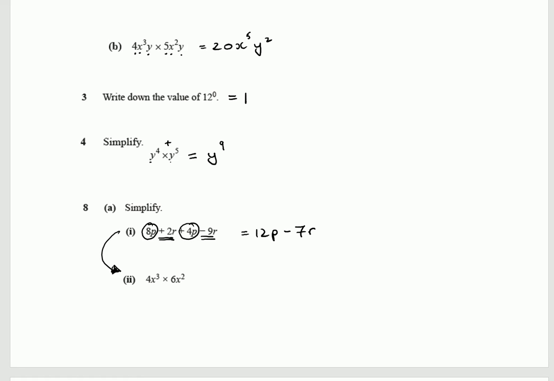So here I have a multiplication. 4 times 6 is 24. And x cubed times x squared, if I multiply the x's, I add their powers, x to the power of 5. And here we go with some more. Remember what we said before? Power of a power multiplies. This is w to the 5 times 2, w to the 10. If I multiply the m's, I add their powers, m to the power of 9.